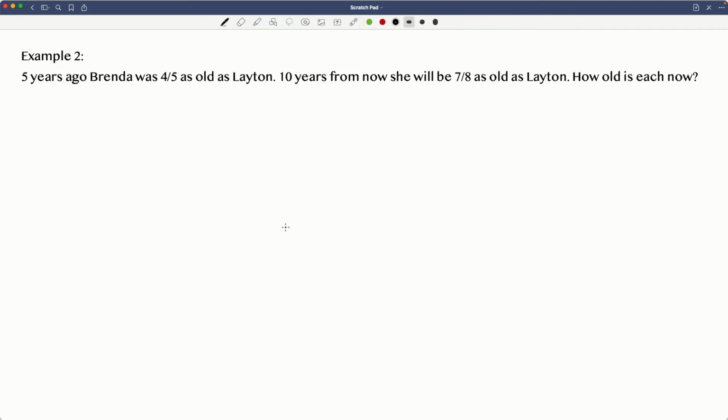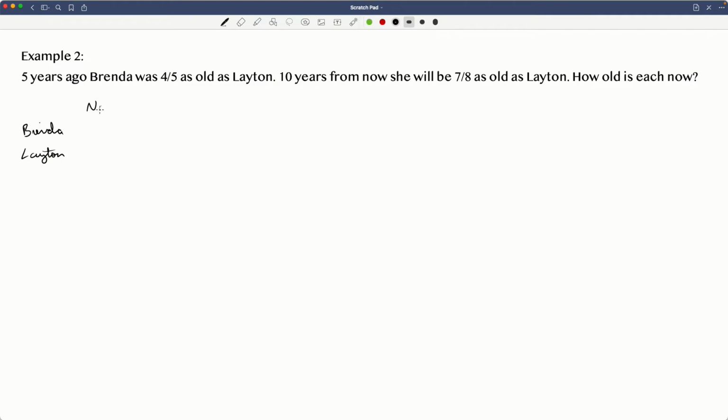So she was 4/5 as old as Leighton was 5 years ago. 10 years from now, she'll be 7/8 as old as Leighton. How old is each now? So we're dealing with two different time frames in this problem. So we have Brenda, and we have Leighton.